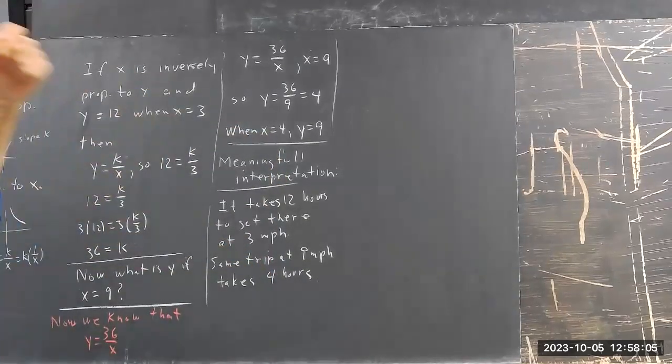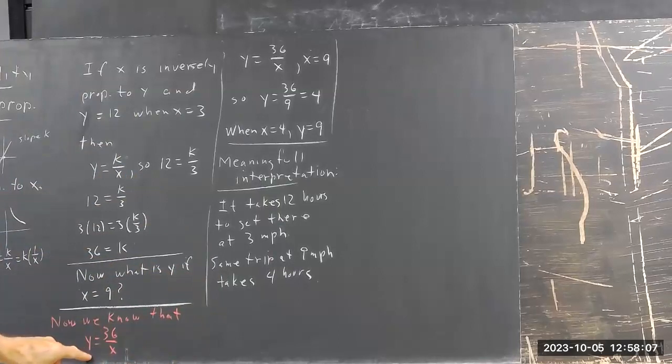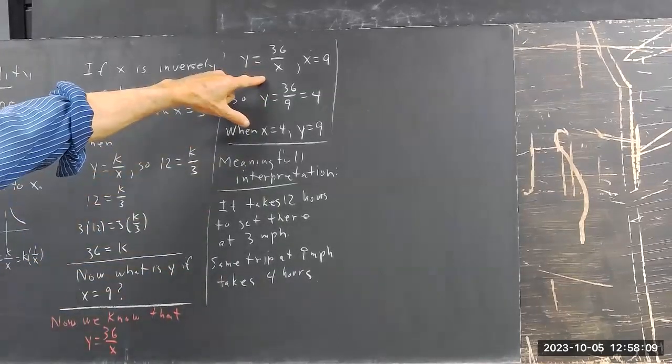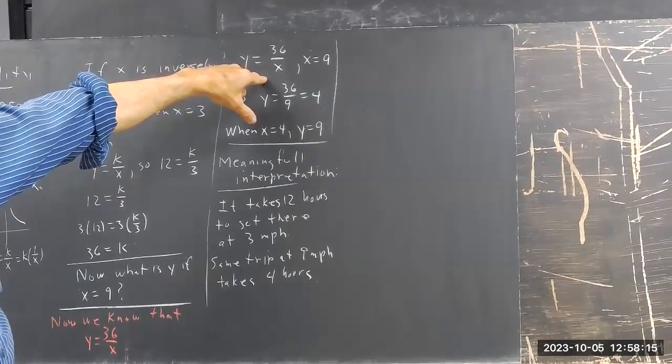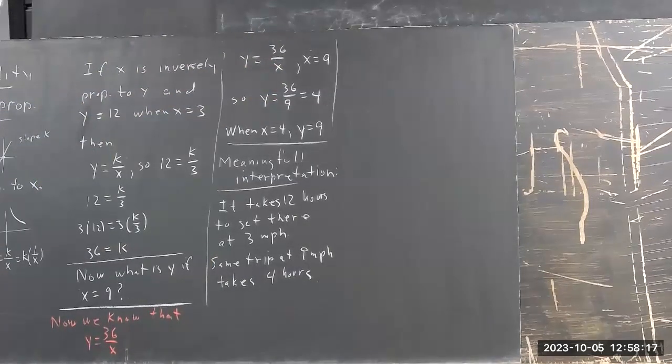But in general, we could put any speed into this relationship, into this function, okay? And figure out how long it's going to take us. Now it's a pretty simple example, a pretty simple situation. Okay.